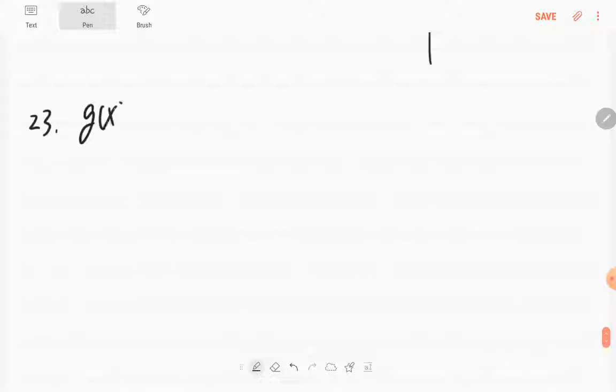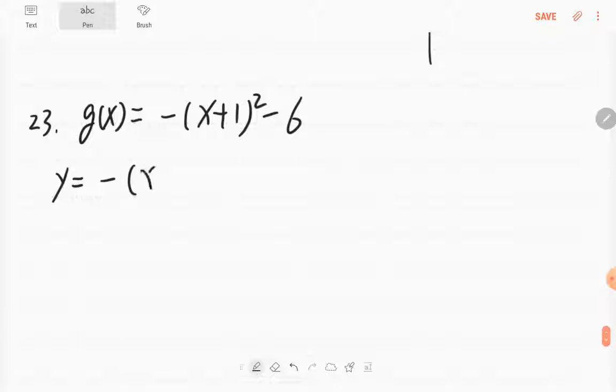G of x equals -(x plus 1) squared minus 6. Okay, so this is the vertex form, right? So the vertex form is the following. So this is the true vertex form. This would be negative a times x minus h. This is the vertex form: a times (x minus h) squared plus k, right? So this is the vertex form.